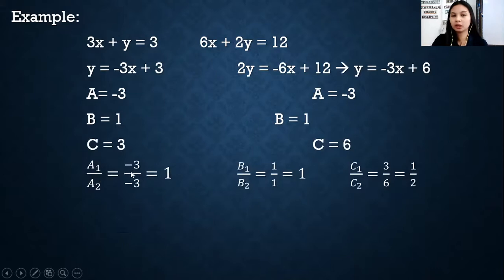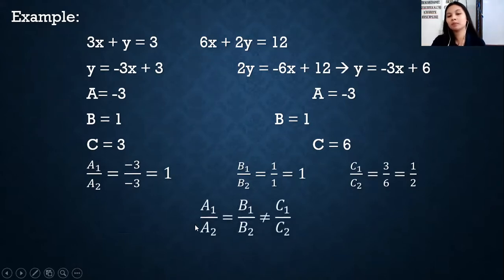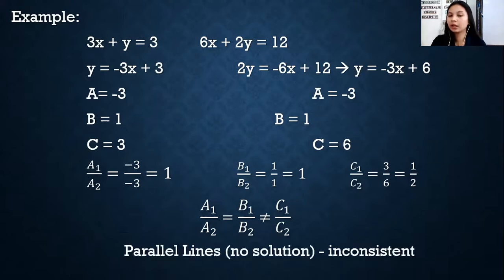Okay, so ang A ko, negative 3 over negative 3 is equals to positive 1. B, ayan, 1 over 1 is equals to 1 din. C, 3 over 6 or 1 half. So, A sub 1 over A sub 2 is equal to B sub 1 over B sub 2, but not equal to C sub 1 over C sub 2. Okay, so therefore, this given equation is a parallel lines po. So, it means it has no solution. It is considered also as inconsistent po. Okay? So, ganyan lang siya.